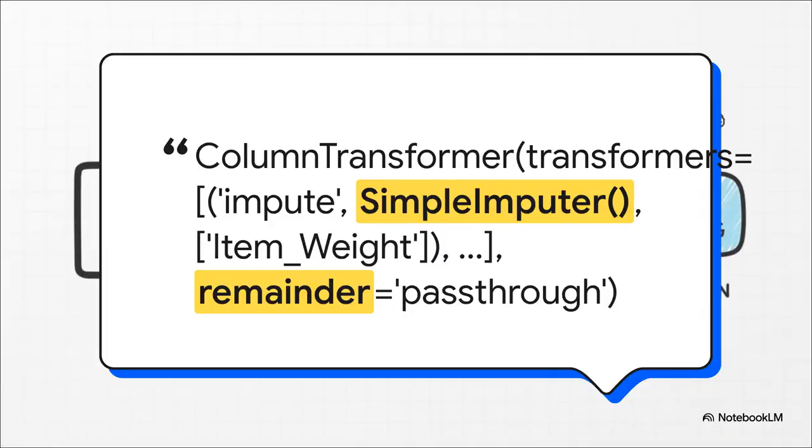And here's what it looks like. We create this column transformer object, and we just give it a list of instructions. So you can see right here, we're applying a simple imputer, but only to the item weight column. And then we're applying a scaler, but only to the item MRP column. And that little command at the end, remainder equals passthrough, that just tells it to leave every other column alone. So clean, so explicit, I love it.